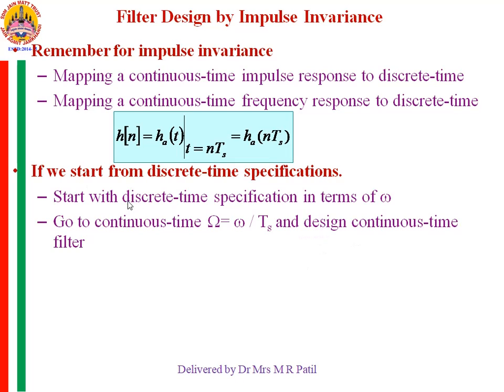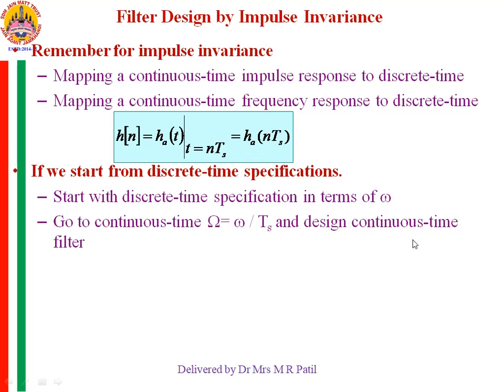And so if it is asked to design a digital filter, at that time what you have to do is, we are asked to design to the discrete time specification. So we are starting with the discrete time specification, which is given in terms of omega. So first we have to obtain from omega the analog frequency Omega, which is equal to omega by Ts, and first design the continuous time filter.